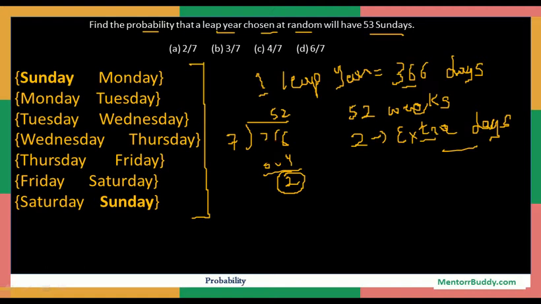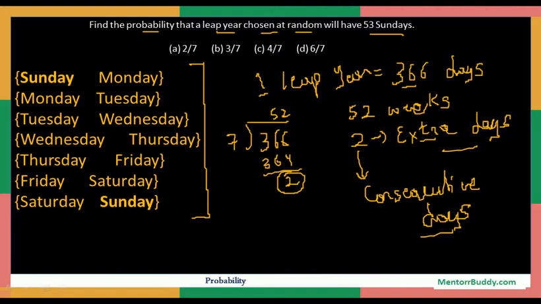Now let's understand one simple thing: the year is continuous. So these 2 extra days are definitely going to be consecutive days. They can't have a gap of 2 or 3 days and so on. So the sets of 2 consecutive days which can be formed are Sunday Monday, Monday Tuesday, Tuesday Wednesday, Wednesday Thursday, Thursday Friday, Friday Saturday, and Saturday Sunday. So these are a total of 7 cases.